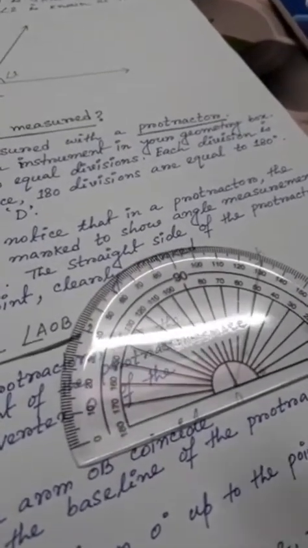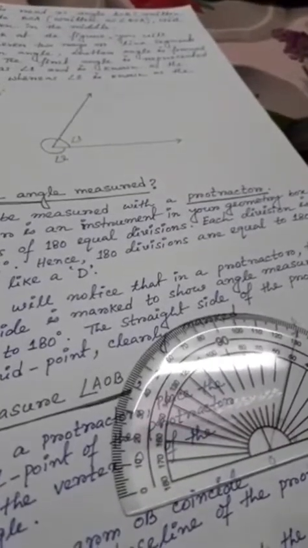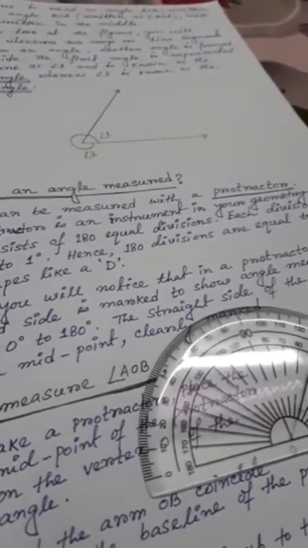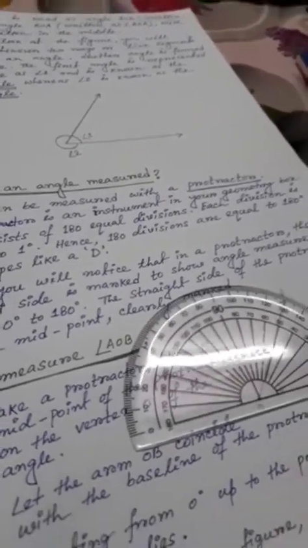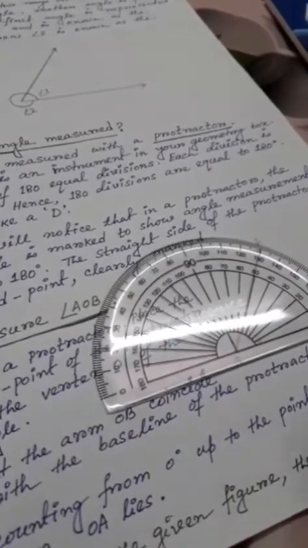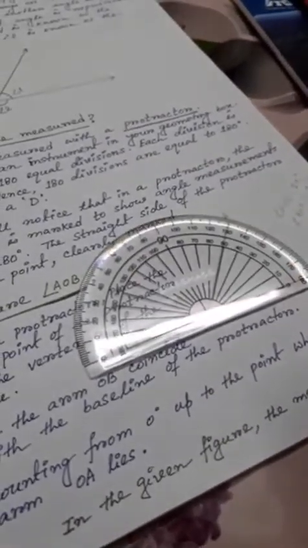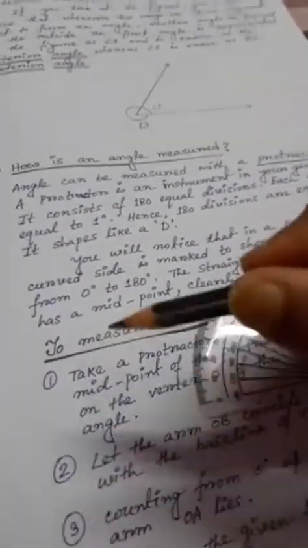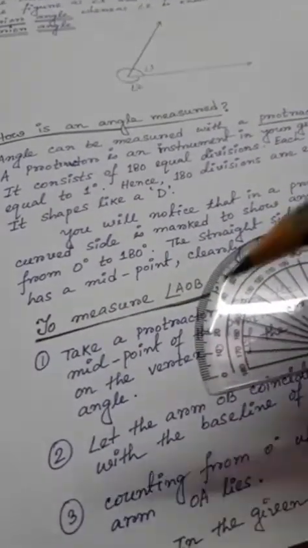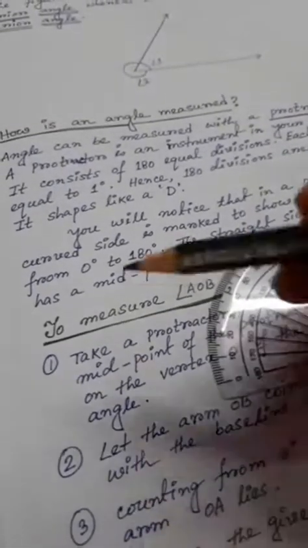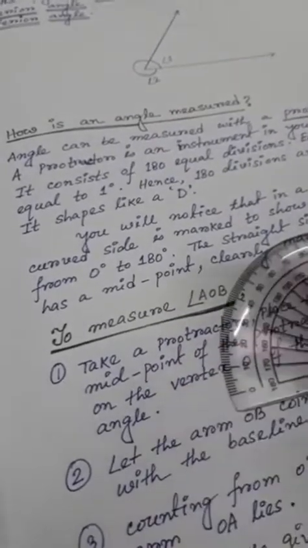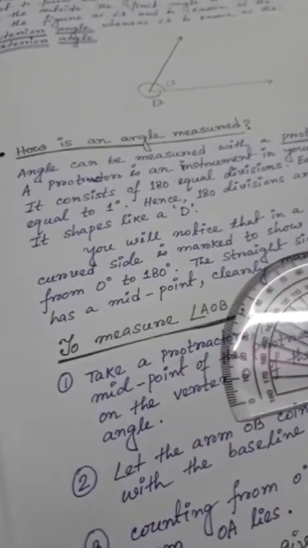So at first you take a protractor and place the midpoint of the protractor on the vertex of the angle, then let the arm OB coincide with the baseline of the protractor, and then start counting from 0 degrees up to the point where the other arm OA lies. These are the steps. Please follow them and try to measure some other angles. Draw some more angles first, and follow this procedure to measure them. Okay, let's do the next things.